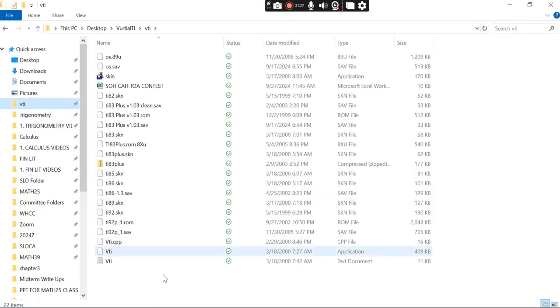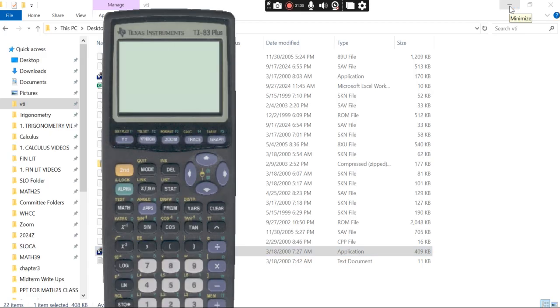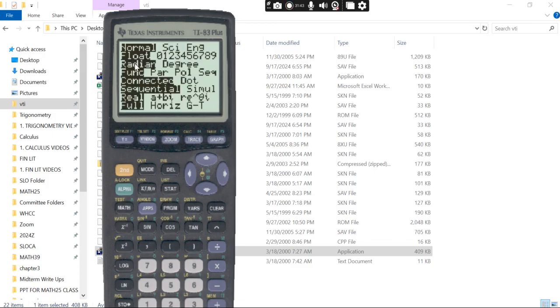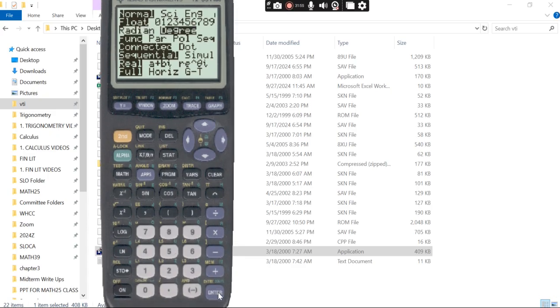I'm going to get my calculator out just real quick. So first things first, if you can, go to your mode button. There's your mode button right over here. Click on that, and just to make sure, mine always goes back to radian measurement, because radian measurement is the default we're going to use eventually, but you have to move it over with your arrow keys: go down 2, 1 to the right, and click enter. So make sure you are in degrees. If you're in degree mode already, that's cool. You should have normal, float, degree, function, connected, sequential, real, full. Okay, are we good there?